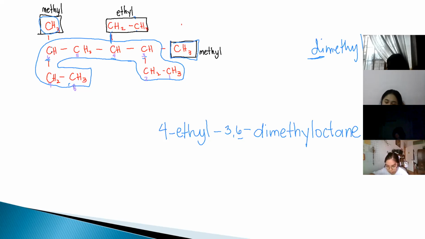Questions? Let me see. Kinsay nakatama ba sa pinakaunang pasa? 4-ethyl 3,6 dimethyl. Uy, nasubraan. 4-ethyl. Okay, tama si Kiana. 4-ethyl 3,6 dimethyl. Si Judel also is correct.